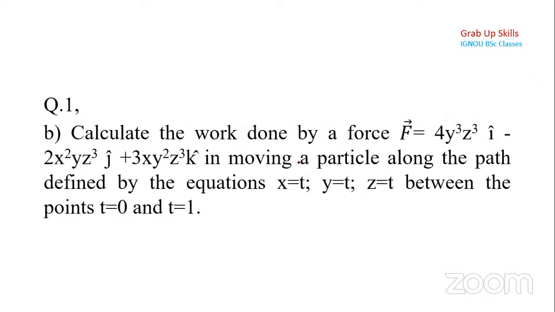Next question: calculate the work done by a force F vector, which is equal to 4y cube z cube i cap minus 2x square yz cube j cap plus 3xy square z cube k cap, in moving a particle along the path given by three equations between the points t equal to 0 and t equal to 1. So this is the time given to us, and they have given three equations and the F vector. Now we need to calculate the work done by that force.